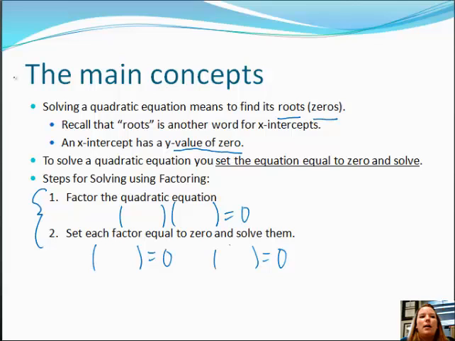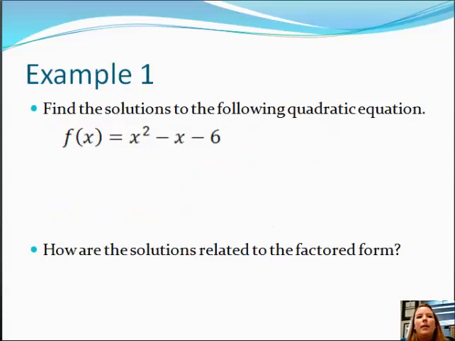So let's talk about an example. It says find the solutions to the following quadratic equation. So first things first, we want to set this equal to 0. So I'm going to write 0 equals x squared minus x minus 6. Then I need to factor the quadratic. So remember, your multiply number is 1 times negative 6, which is negative 6. Your add number is negative 1.